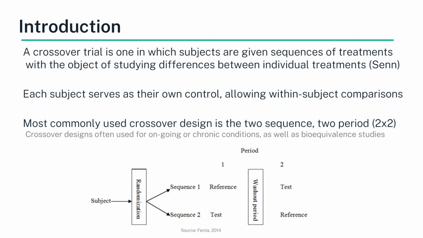Another aspect of a crossover trial that you don't get with a parallel one, and one of the main advantages of choosing a crossover design, is that each subject will serve as their own control. This allows for within-subject comparisons, and it removes the between-subject variability from comparisons. Within-subject variability can also be referred to as intra-subject variability.